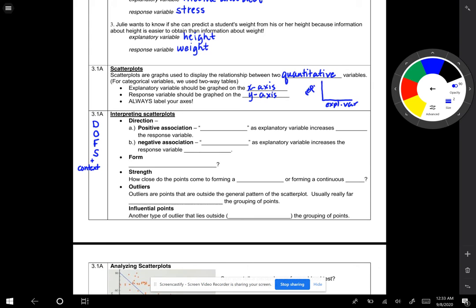So let's look at the D, direction. Direction can be one of two things. It can be positive association. This means goes up. And you learned a little bit about this in Algebra 2, if you remember. As the explanatory variable increases, so does the response variable. So the picture would look something like this.